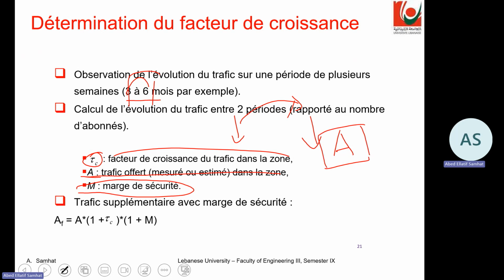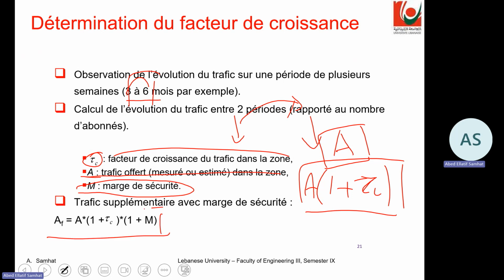But typically, if we want to consider the increasing, for example, over a 6-month period, it's better to work with A(1 + tau c), okay? In this case, it's like we are doing dimensioning, taking into account the possible increasing of the traffic over 6 months. If you want also to add a security margin, because you know it's a kind of estimation, so typically according to the margin, it could be 5% or 10% or whatever. So in this case, we will work using this traffic AF. So we will do our dimensioning using AF, which is A, taking into account the increasing and then the security margin.